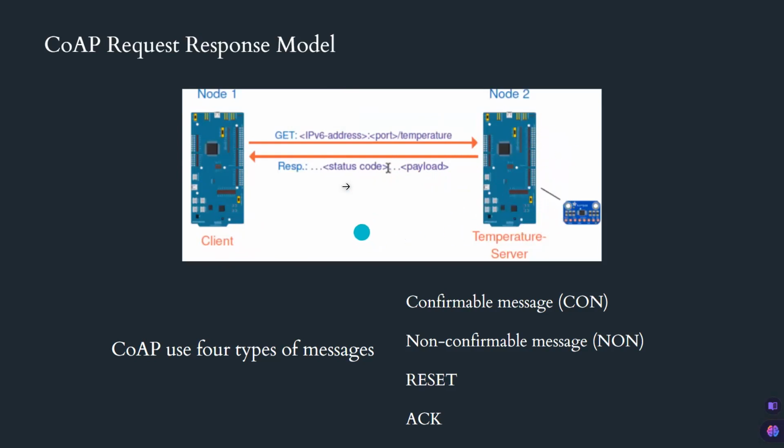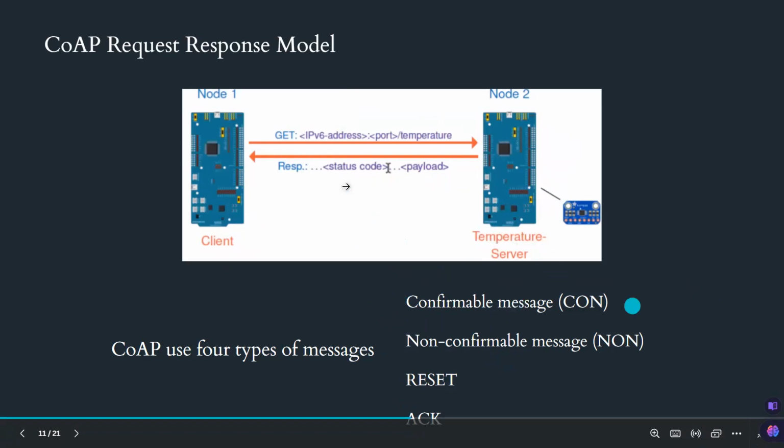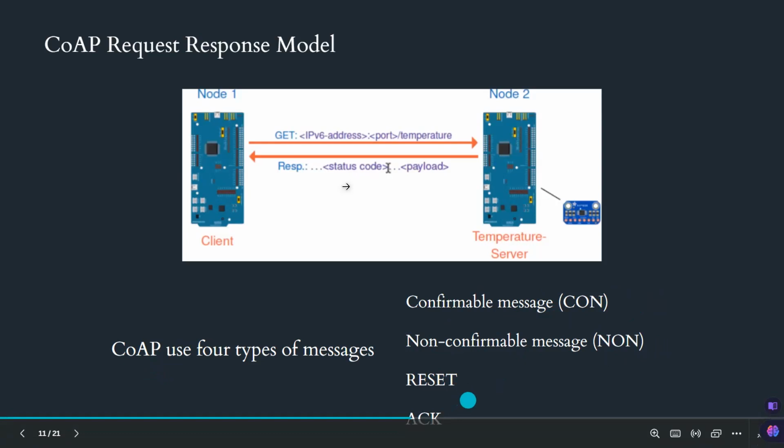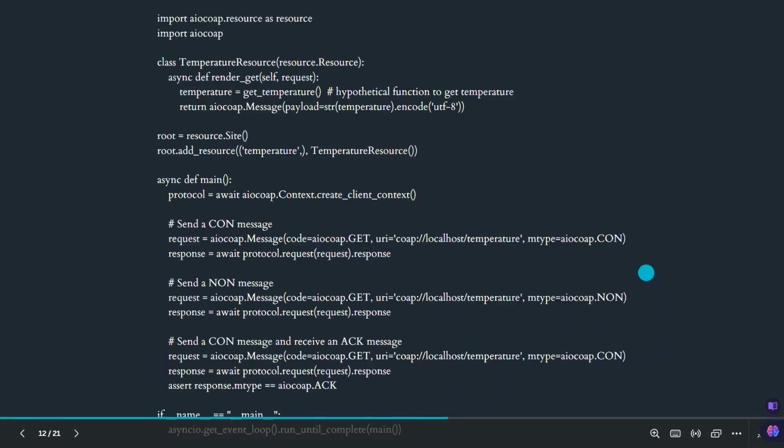And when we use the CoAP protocol, we can send that information in different methods, right? There are basically 4 types of messages that are defined in the CoAP protocol. The 4 types of messages are the confirmable message, CON messages, non-confirmable message, NON messages, reset message, and ACK message. We will discuss this in detail.